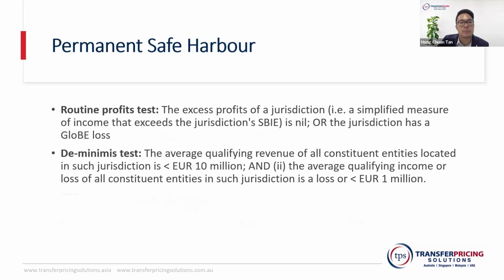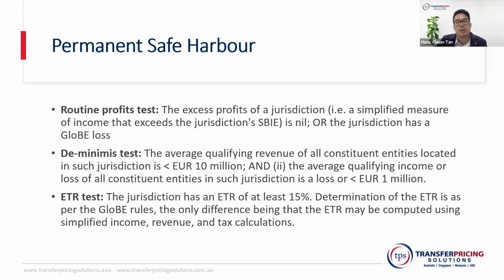And the next safe harbor will be similar to the transitional. The only difference is that the tests are applied using the GLOBE rules, and it doesn't use the complex calculation. It actually uses a simplified calculation of income, revenue, and tax through the GLOBE rules, right? So the rules will provide how you calculate the simplified calculations in terms of income, revenue, and tax. And apart from that, everything remains the same. You have your de minimis, you have your ETR test, and you have your routine profit test, right? So the permanent one will be after the transitional safe harbor, right?